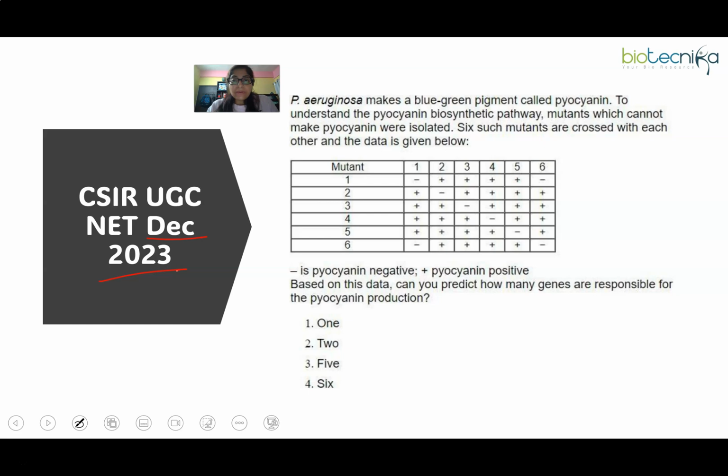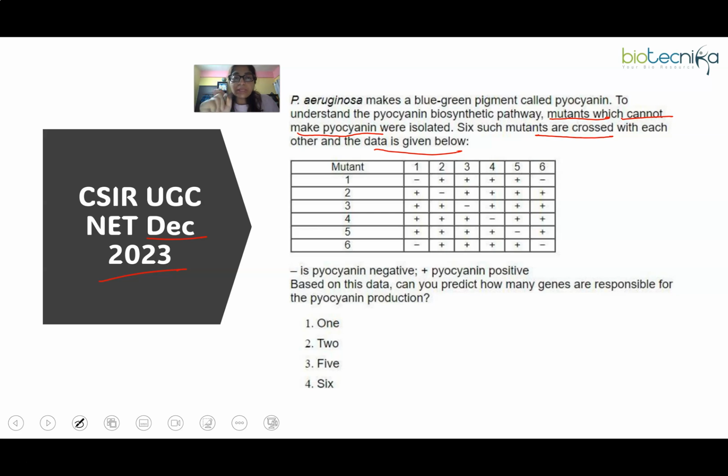P. aeruginosa makes a blue-green pigment called pyocyanine. To understand the pyocyanine biosynthetic pathway, mutants which cannot make pyocyanine were isolated. Okay. So, see, all the mutants have the same phenotype. What? That they cannot make pyocyanine. 6 such mutants are crossed. So, we are crossing mutants with each other, and the data is given below. I told you to find out whether it's a complementation test or not.